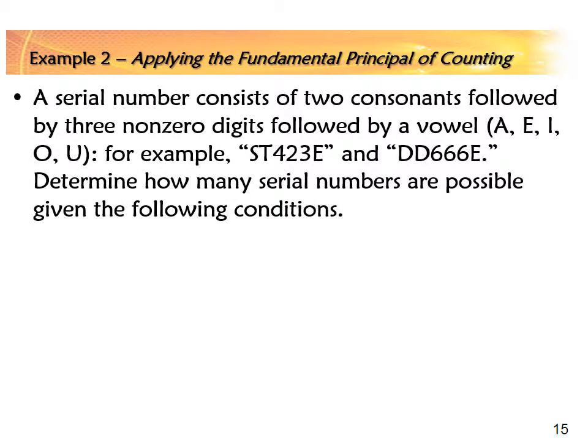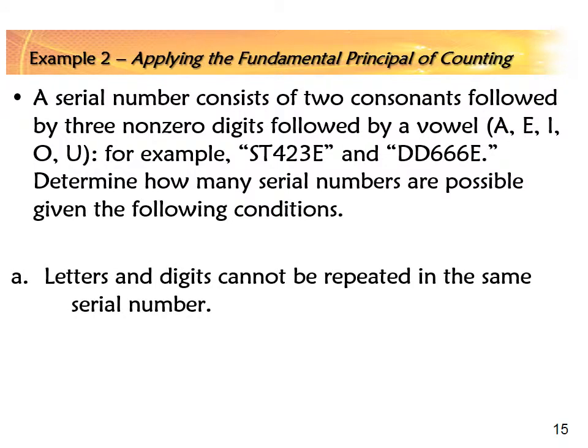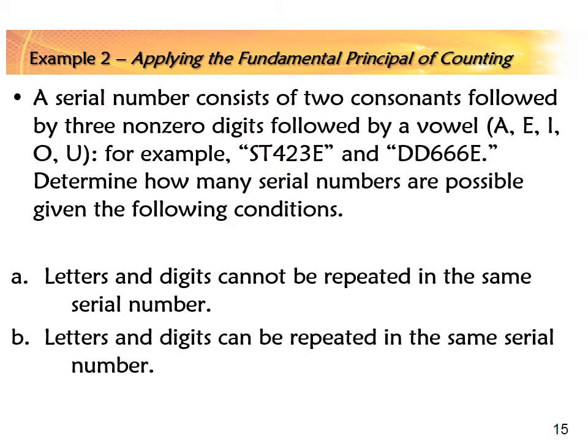A serial number consists of 2 consonants followed by 3 non-zero digits followed by a vowel: A, E, I, O, U. For example, ST432E or DD666E. So how many serial numbers are possible given these following conditions? Letters and digits cannot be repeated in the same serial number. So the first one up there would be fine, but the one on the right side would not be fine because it has repetitions. Letters and digits can be repeated, so that would be okay for either one of those up there.